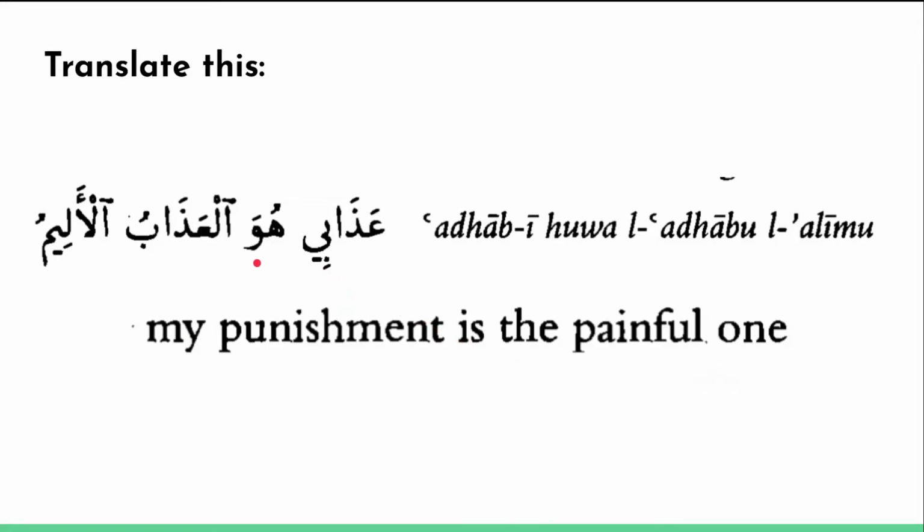So one thing I want to mention in this example here is you'll notice we used huwa, which means he. And we use that when we're describing adhab, and that's because adhab is a masculine word. So huwa doesn't just mean he, it means it as well if the it is a masculine word. Similarly, hiya is used for it if the word is a feminine word.